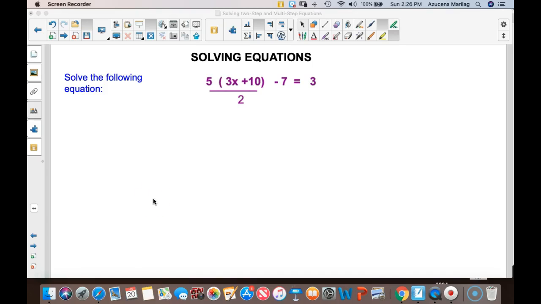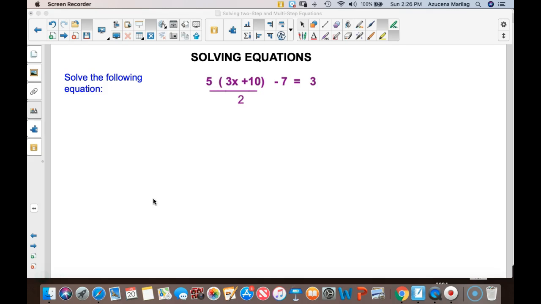Hi, this is the last part of our solving equation tutorial. This time, I'm not gonna use algebra tiles. We're just gonna perform the inverse operations of the series of operations involved in this multi-step equation. So let's look into the problem.